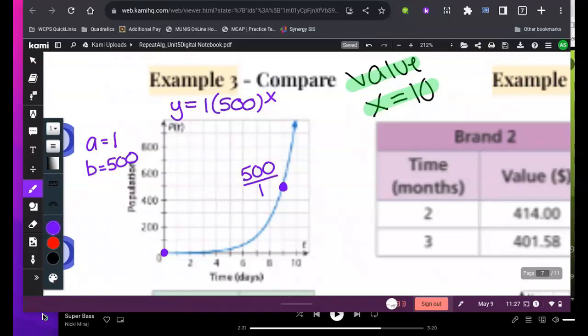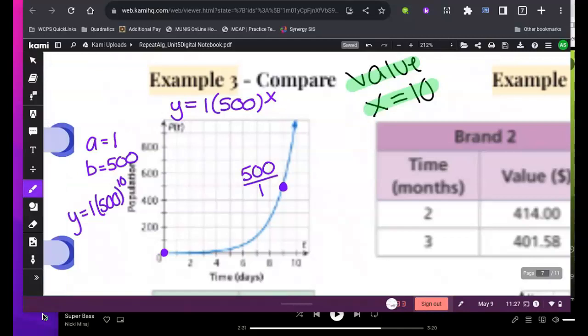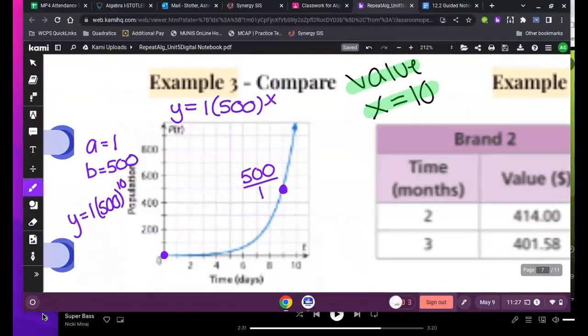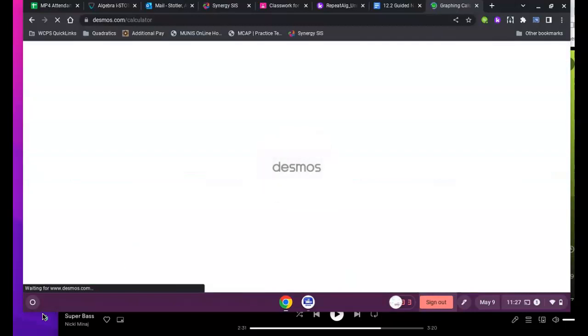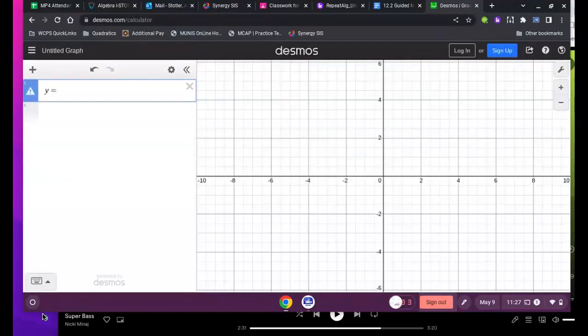And I said once we have the equation, we're going to let x equal 10. So in the calculator, I'm going to type in 1 times 500 to the 10th power. So I'm going to replace that exponent with a 10, and I'm going to open up a Desmos graphing calculator. I'm going to type that in. Y equals 1 times 500 to the 10th power.